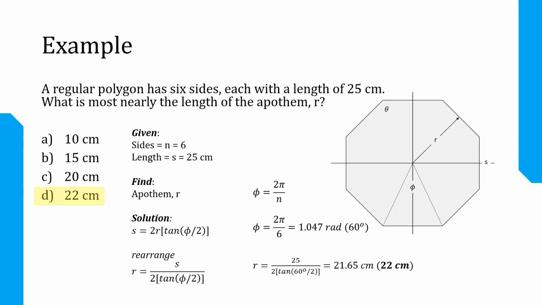So for the solution, we're going to use the equation that initially solves for the length of sides, and we're going to rearrange that in terms of r, as shown down below. So we need to know what phi is, and phi is 2 pi over n, which we will be able to get, and that will be in terms of radians. And then we'll convert that to degrees for this scenario. And when we plug those variables in, we'll be getting an apothem distance r of 22 centimeters.